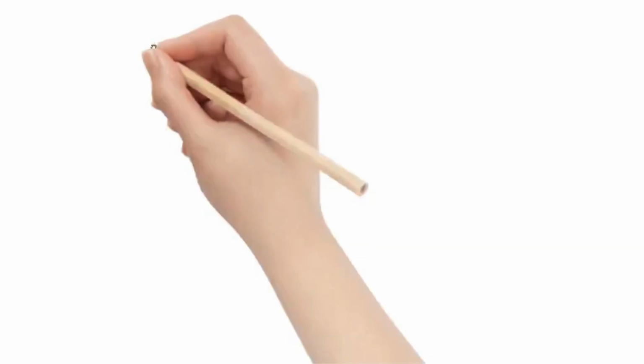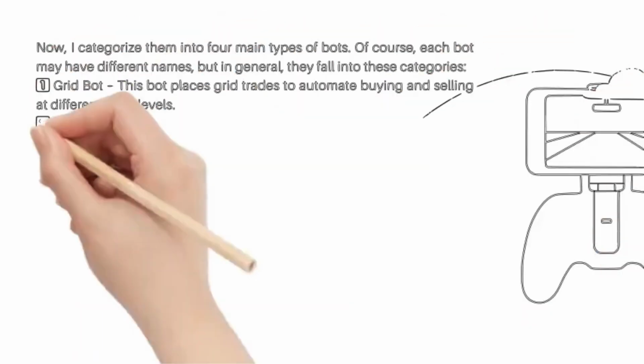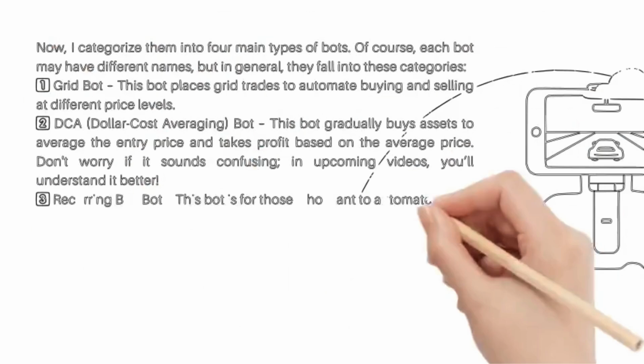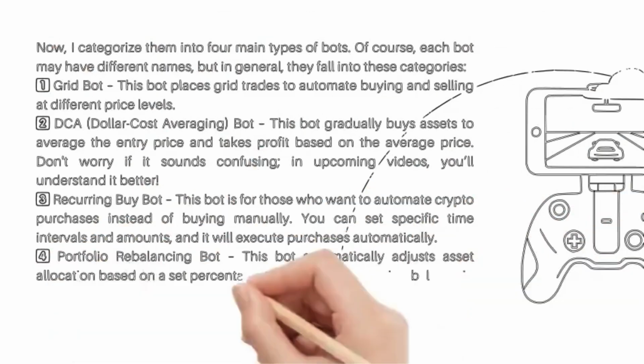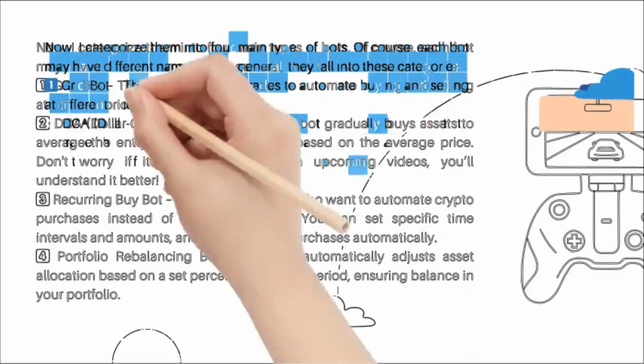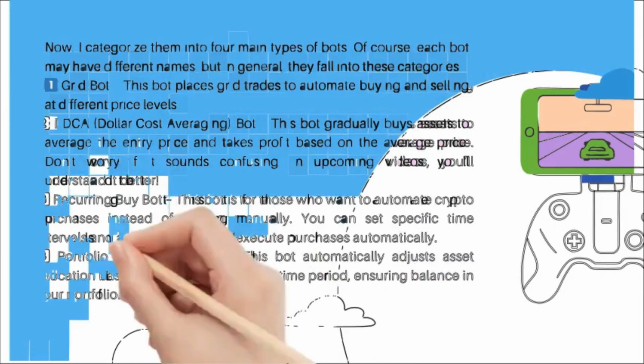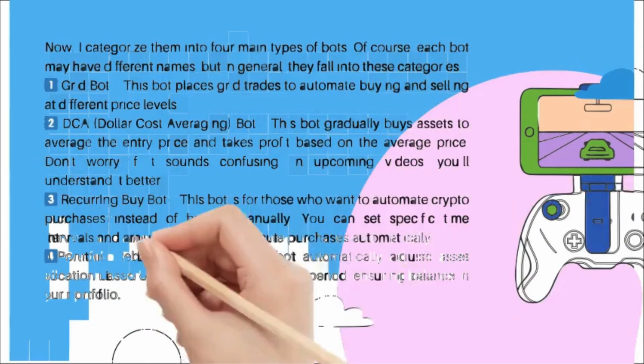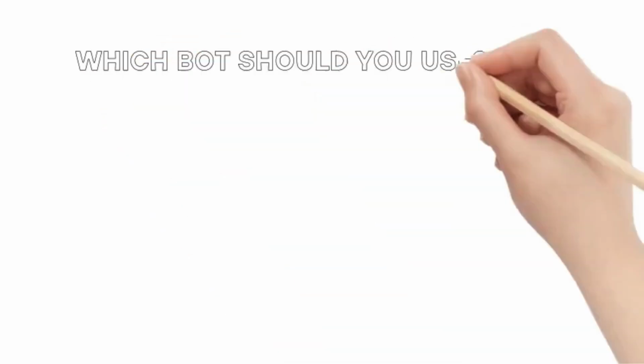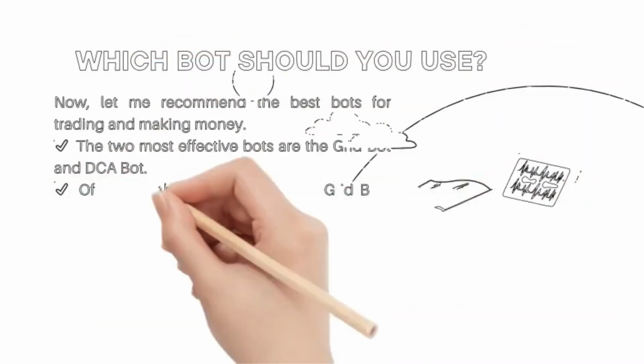Which bot should you use to make money? Grid trading bot and DCA bot are the best choices for profitability. Both have futures versions, grid futures and DCA futures, offering leverage for higher returns. In upcoming videos, I will break down how to use each bot, when to use them, and how to maximize your profits.